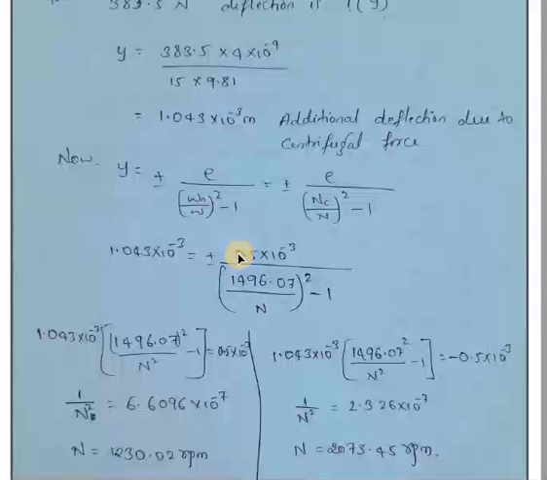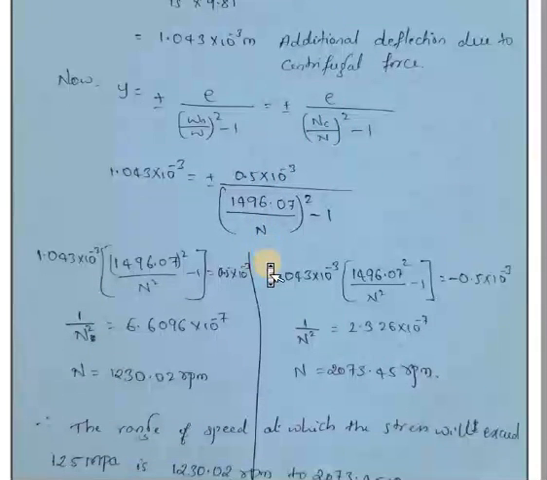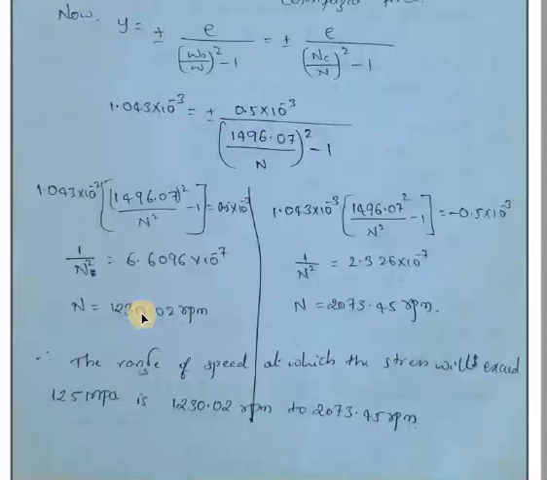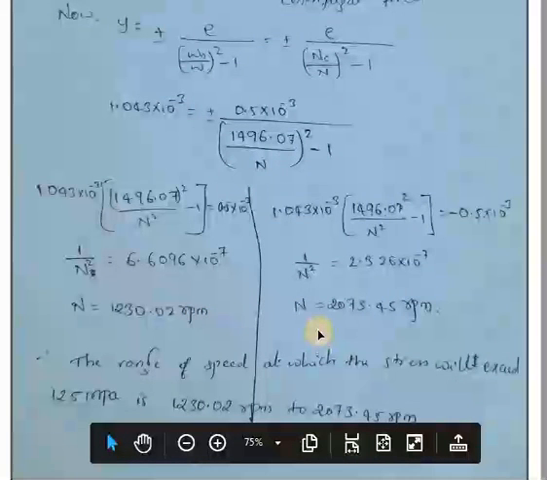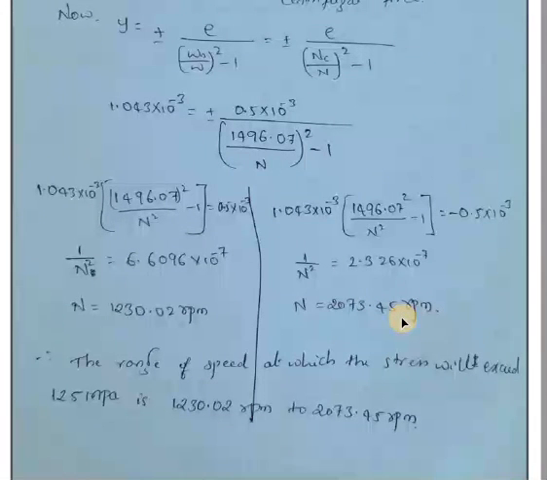So here you need to determine the speed. In terms of speed, it will be NC by N. In this equation, the only unknown is N, because NC we have already calculated. If you substitute that, you will get N as 1230.02 RPM and one more N as 2073.45 RPM. That is, once you take the plus sign and once the minus sign, so that you get the two values of N.